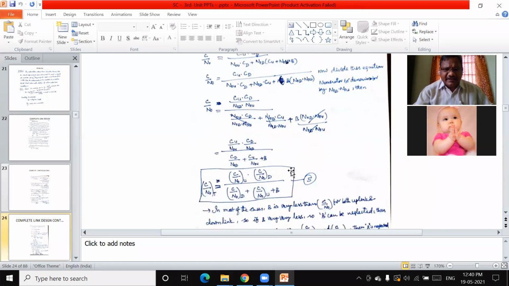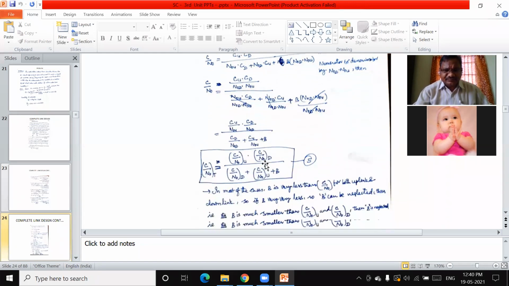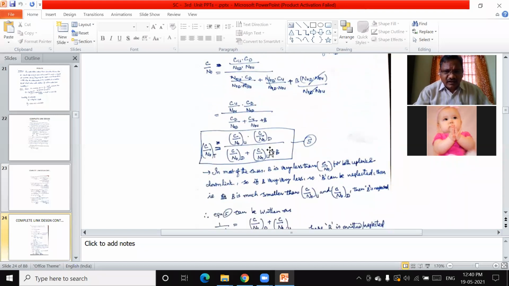So now the point here is this bandwidth, this one again is simplified as CU by NOU. U stands for the uplink, therefore C by N naught suffix U, you can give it as uplink. These two terms, CU by NOU, U for the uplink, therefore C by N naught U you can write. Here CD and NOD is there, therefore C by N naught D, suffix D you can write it down.